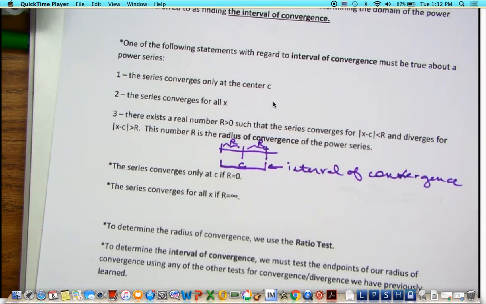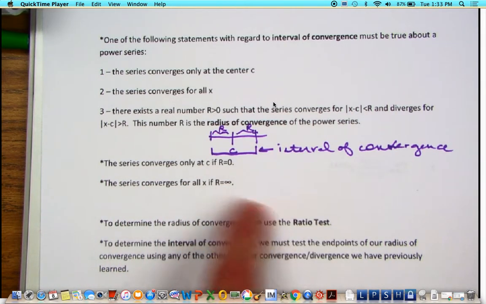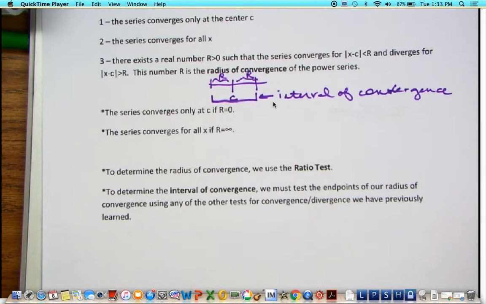And what we have learned in this part of chapter 9 is that we can write Taylor polynomials that mimic the functions that we're dealing with. And those Taylor polynomials can converge at the center only, they can converge everywhere, or they can converge on a set interval, okay? The series converges only at C if R is 0, the series converges for all x if R equals infinity. To determine the radius of convergence, we use the ratio test. Okay, the ratio test. Do you guys remember what the ratio test is?